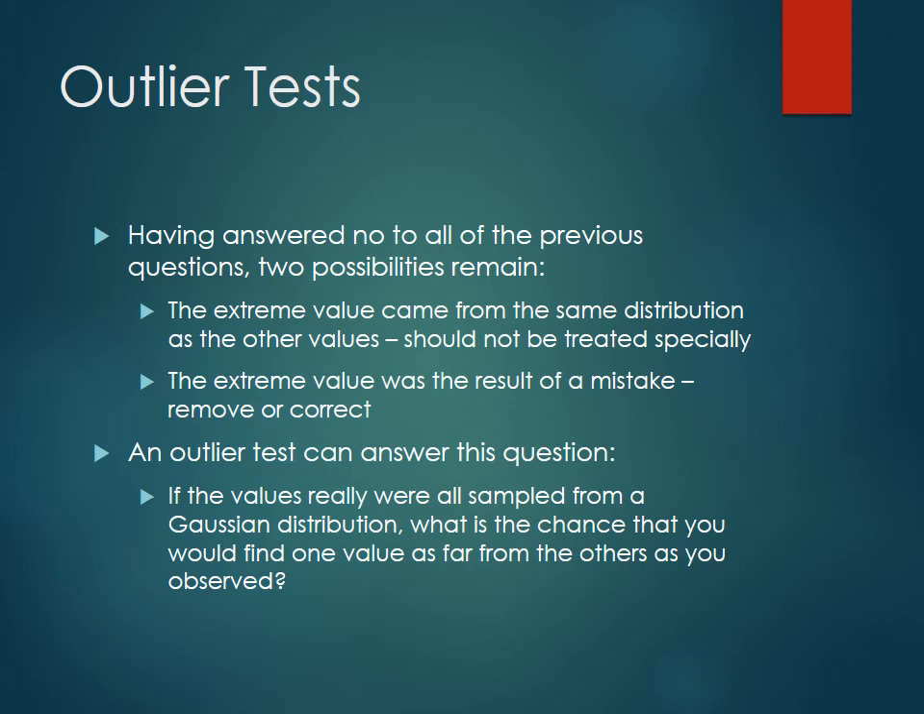And then an outlier test can answer the question: if the values that you had were sampled from a Gaussian distribution, what is the chance that you would find one value as far from the others as you observed?